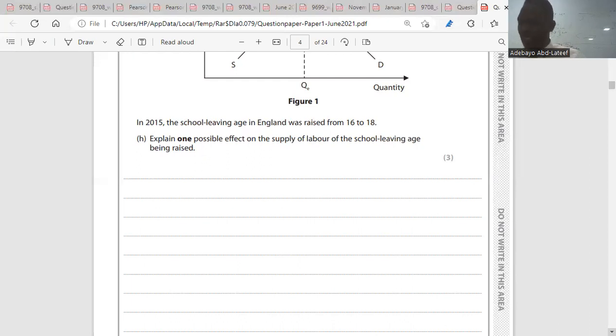So here I wrote, if the school leaving age is raised, it will increase the number of years spent before graduating, which means the supply of labor would reduce.